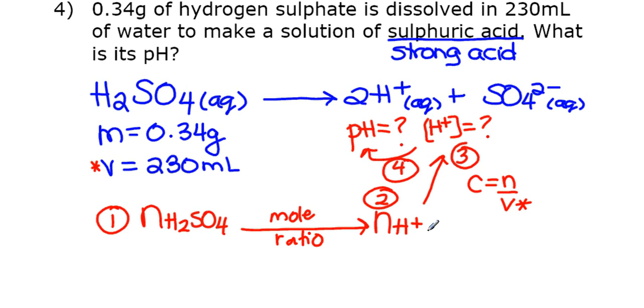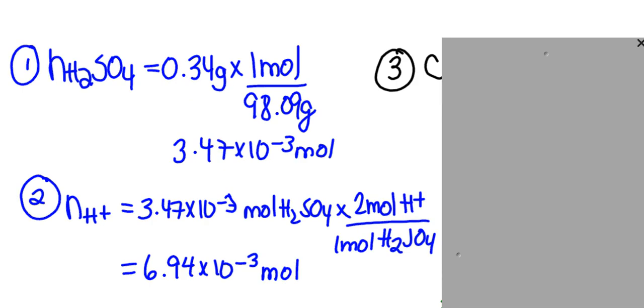So now what we'll do is start walking through those steps together. We'll look first at step 1 and step 2. So step 1, I have to convert my mass of sulfuric acid into moles. So I'm going to divide it by my molar mass of my sulfuric acid, and you should get about 3.47 times 10 to the negative 3 moles. This is for my acid.